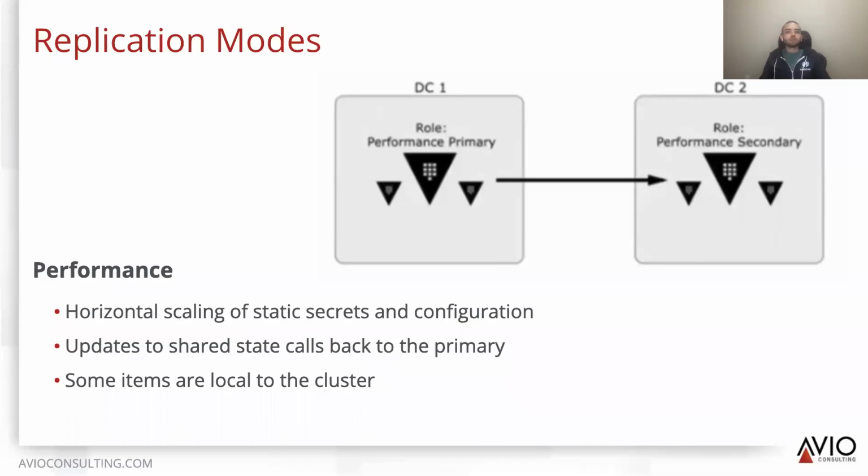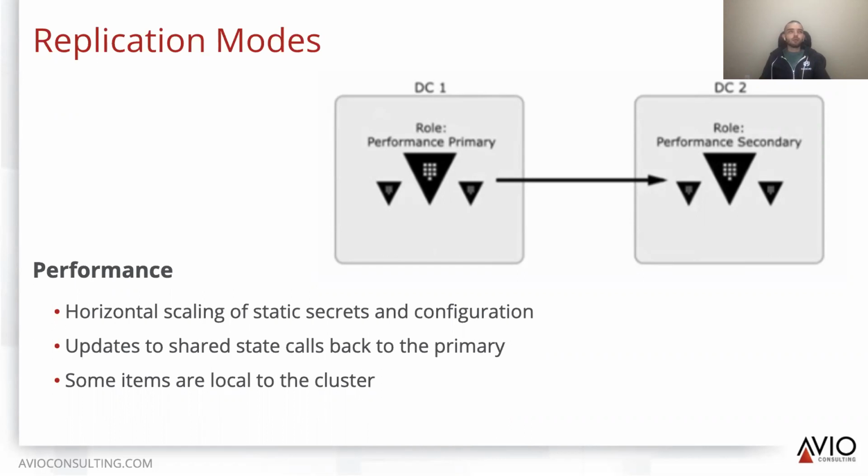So the first mode I want to talk about is performance replication mode. Performance replication is used to scale secrets and other configurations horizontally. For example, any access control policies, audit configurations, secret configurations, enabled authentication methods that you may have applied in the primary cluster, they will get replicated to secondary clusters. And that also means that things like retrieving static secrets and doing things like transit encryption can scale horizontally across multiple data centers.